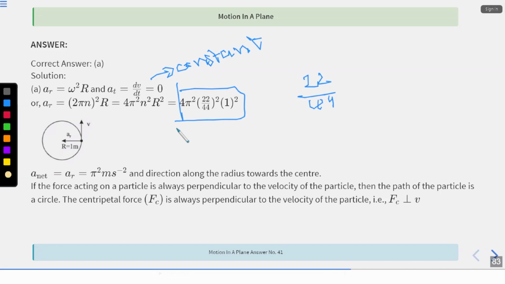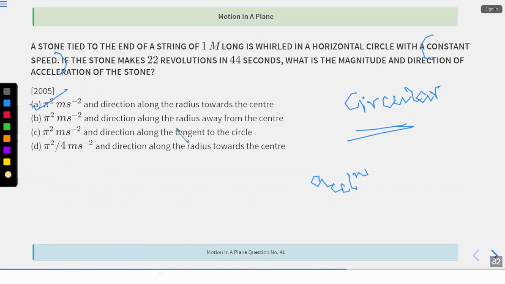the center. If the force acting on a particle is always perpendicular to the velocity of the particle, then the path of the particle is a circle. The centripetal force is always perpendicular to the velocity of the particle. So centripetal force always acts in this direction, whenever the velocity is in this direction, so always perpendicular. So with this we got option A as our answer.